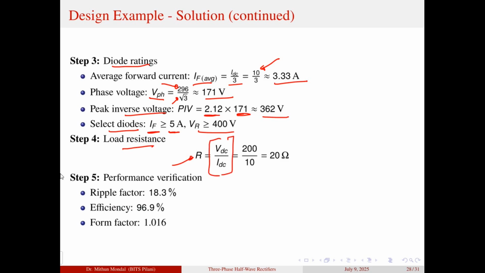Load resistance, we need to calculate how much the maximum load resistance can be. VDC by IDC gives around 20 ohms. So you cannot have a resistor of more than 20 ohms in the load.